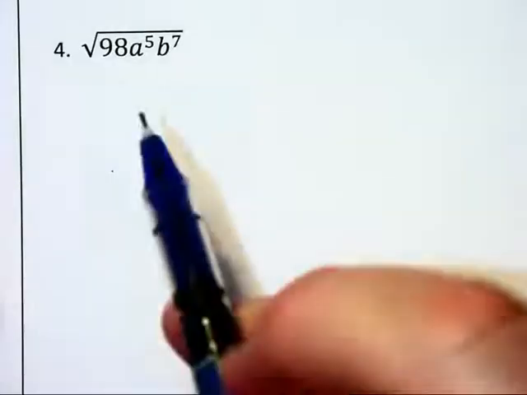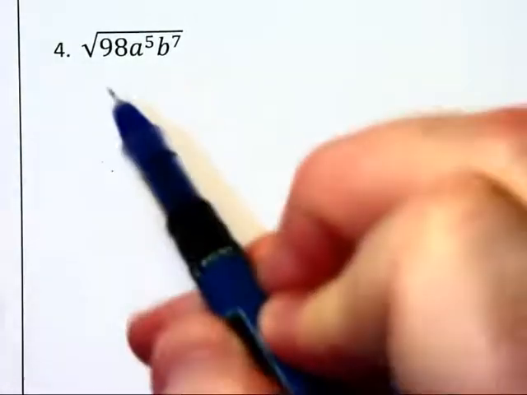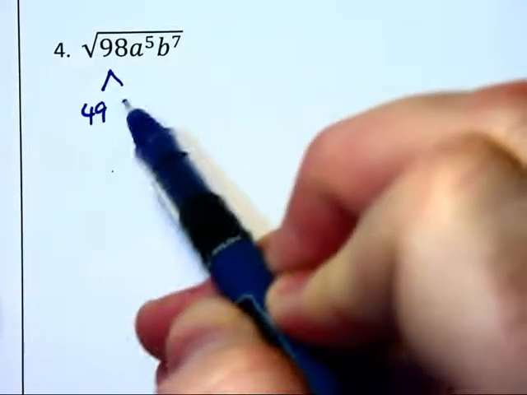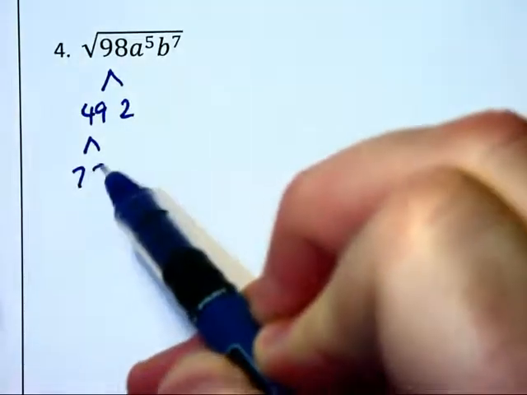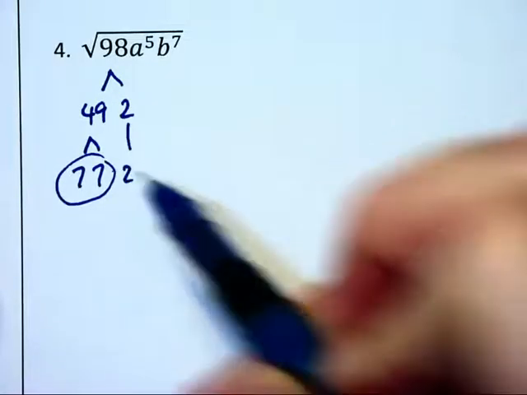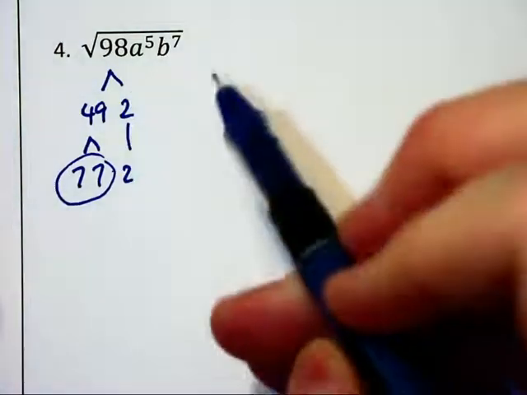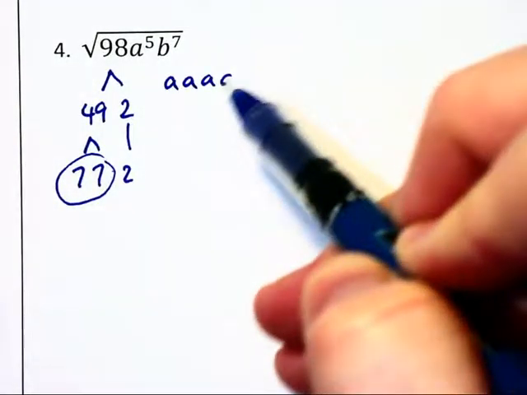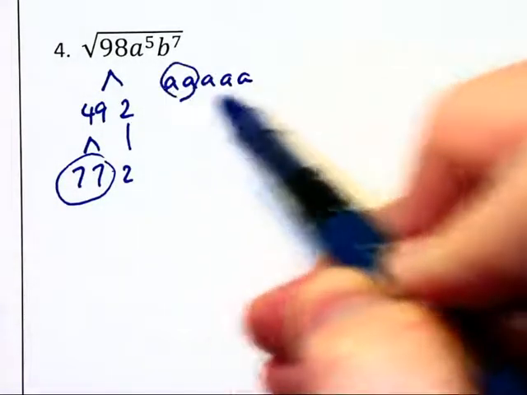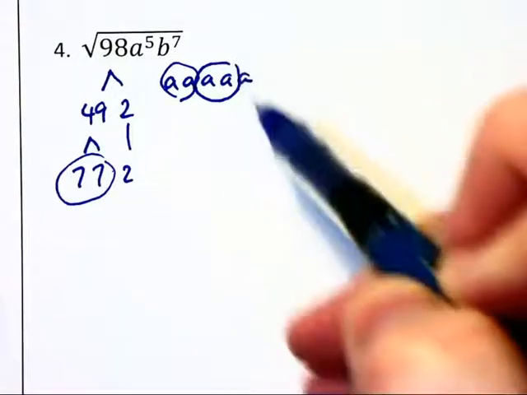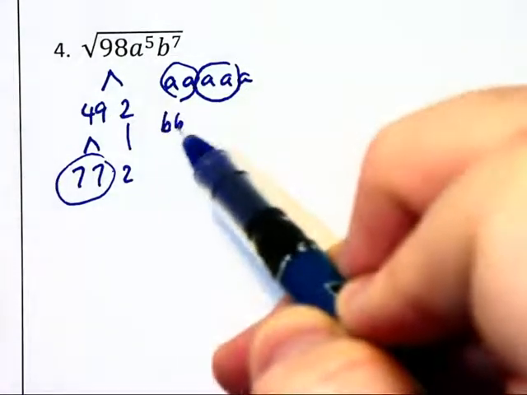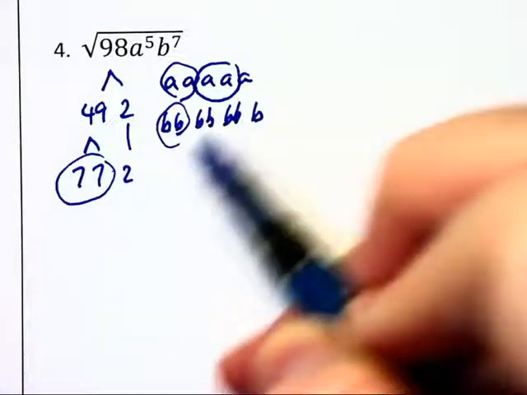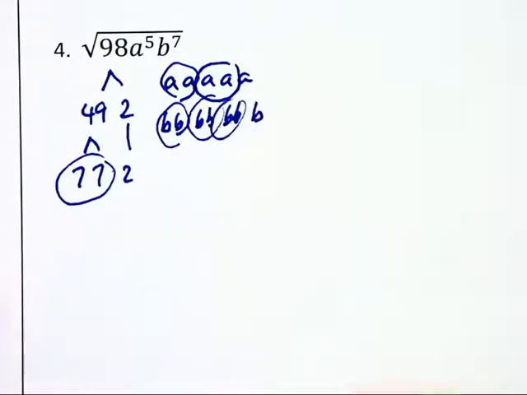Now we start to see some variables involved here. This 98, I would break it down into 49 times 2. And there we'd have a pair of 7s with the 2 left over. And then for that a to the 5th, there's a couple ways we can handle it. We can either go a a, and say, here's a pair, and there's another pair with an a left over, and then b b, b b, b b, with a b left over, and have 3 pairs of b's. That's the long way of doing it.